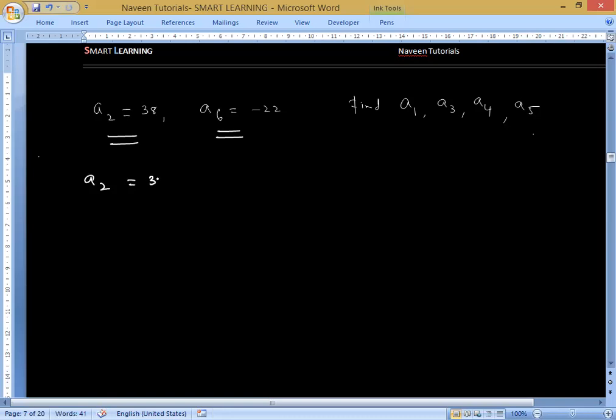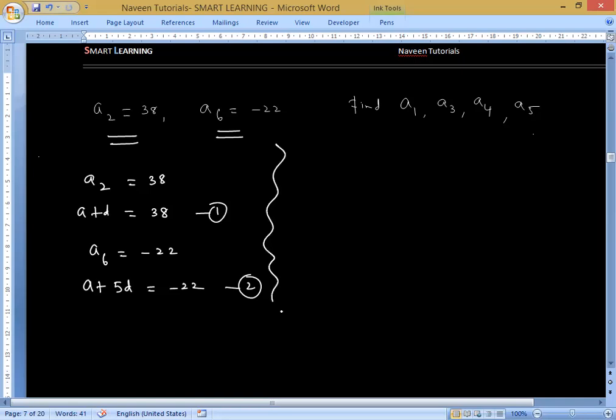So a2 is given as 38, right? So a2 can be written as a plus d. a plus d is equal to 38. I can assume this as the first equation. And the second one, a6 is equal to minus 22. So a6 can be written in the form of a plus 5d is equal to minus 22. Second equation. So I'm getting the first equation and the second equation. I'm solving first and second.